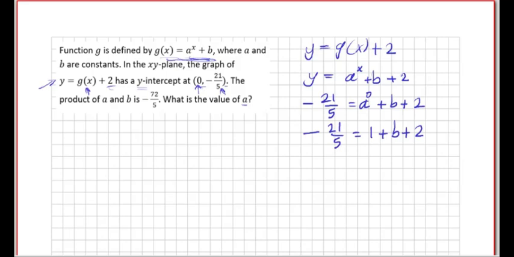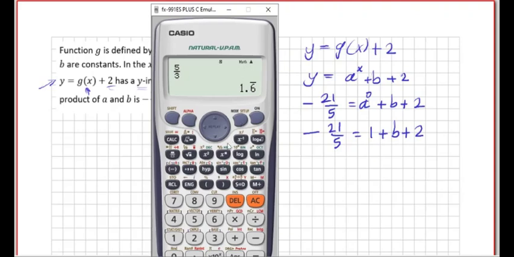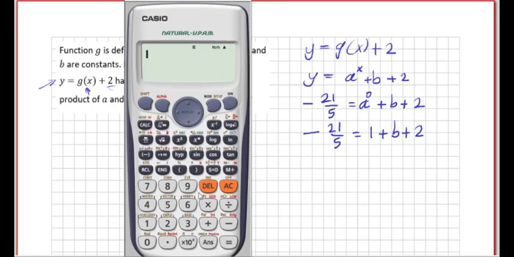Now we can get the value of b using the calculator. And here we have this equation, which is a linear equation, and b is in the middle of the equation, so we can find it with shift solve or shift calc, as we can see here. So negative and a fraction of 21 over 5, right, equals 2. And then 1 plus 2, which is equal to 3.